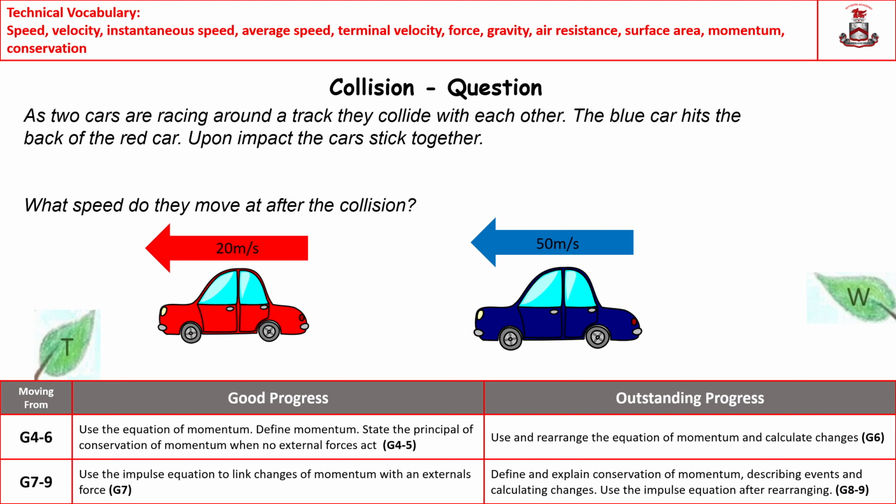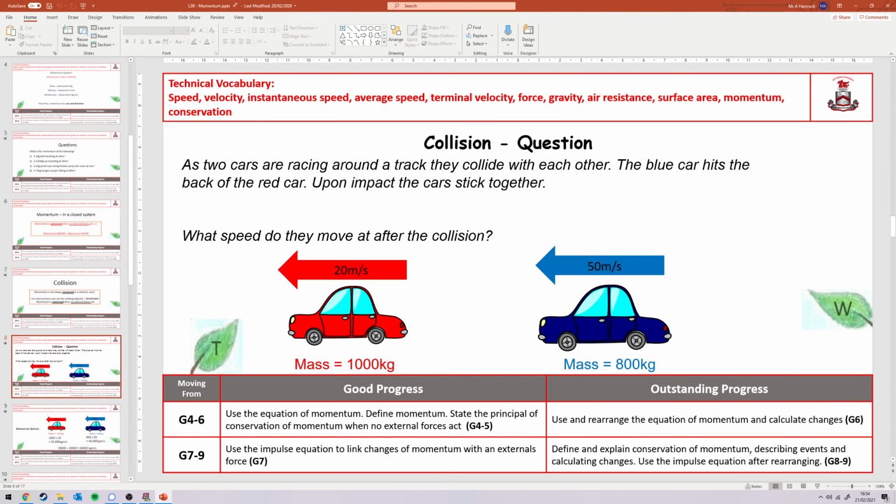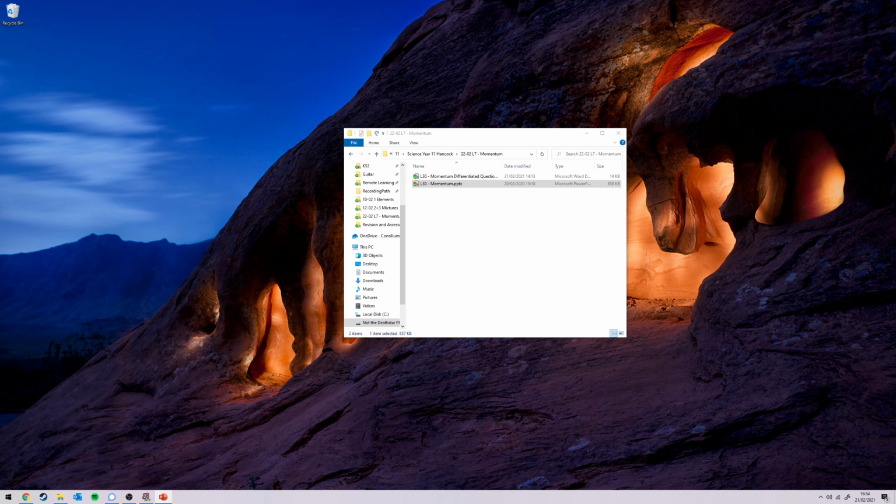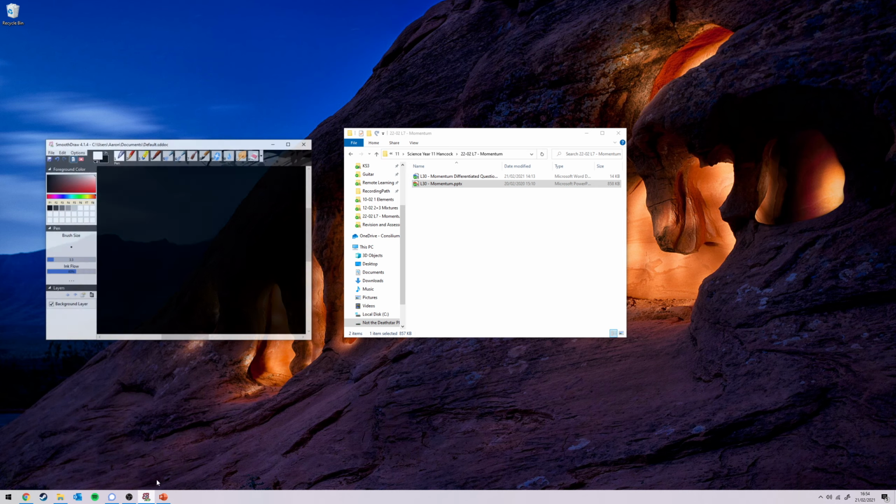So, two cars are racing around the track and they collide with each other. The blue car hits the back of the red car. Upon impact, the cars stick together. What speed do they move after the collision? Now I'm going to exit this. Okay, I'm going to go onto here so we can see a bit better.